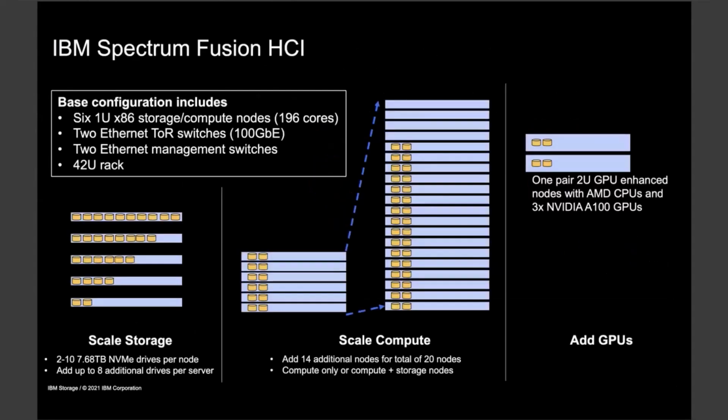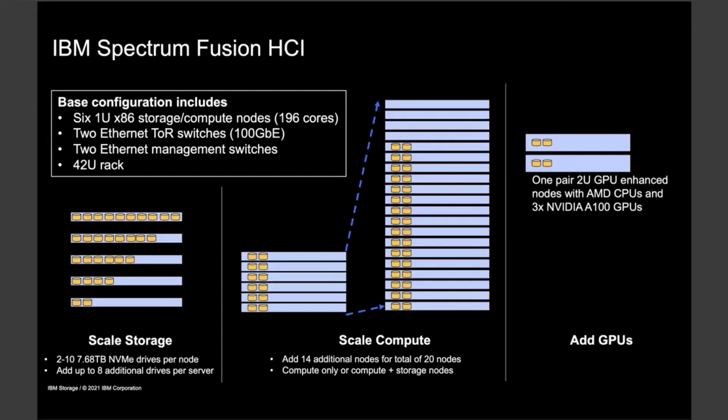This slide talks a little bit about the Fusion HCI platform. It comes with a minimum of 6 nodes with 2 disks each, but it can scale up quite a bit. Each HCI rack can scale up to 20 nodes, and then each node can scale up to 10 disks. So it can be quite storage rich.